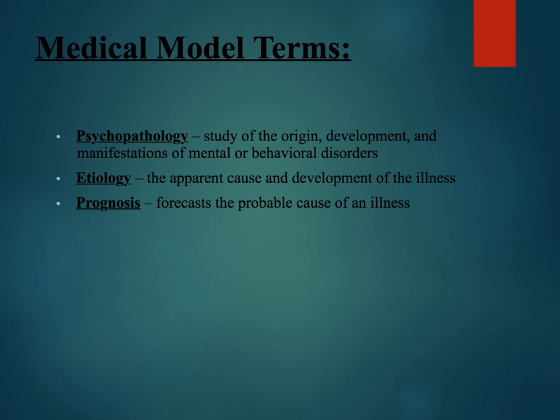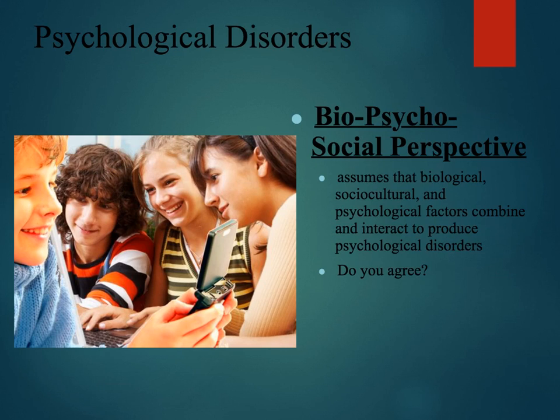Some terms that follow the medical model are psychopathology. This is the study of the origin, development, and manifestations of mental or behavioral disorders. There's etiology, the apparent cause and development of illness, and then prognosis, which is the forecast, the probable course of the illness. So these are phrases and terms you might hear if you see a psychiatrist or are interned in a mental health facility. So that's the medical model. As you can tell, its primary focus is on the biological perspective.